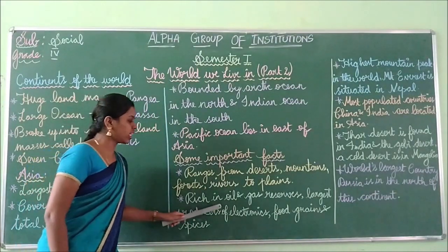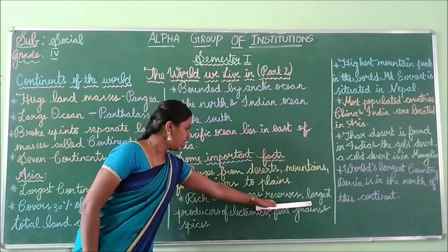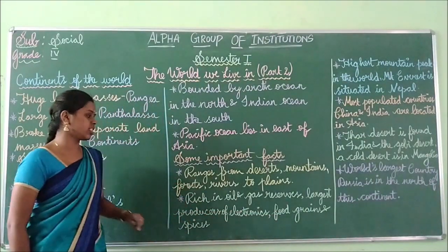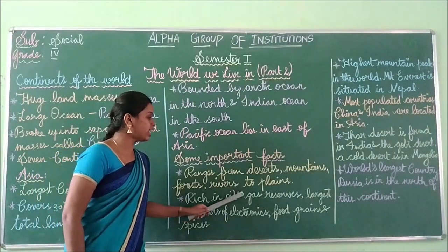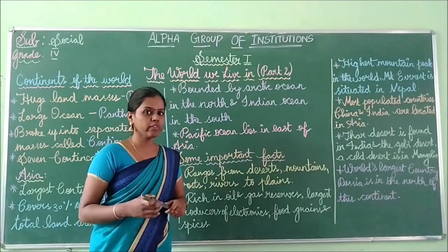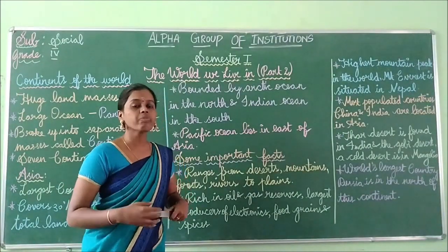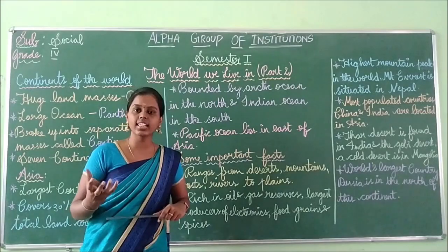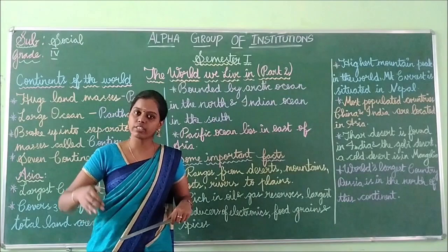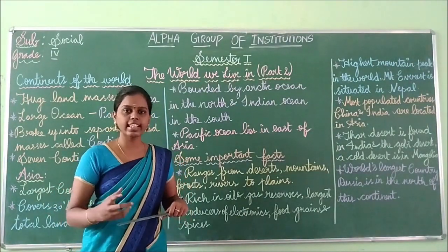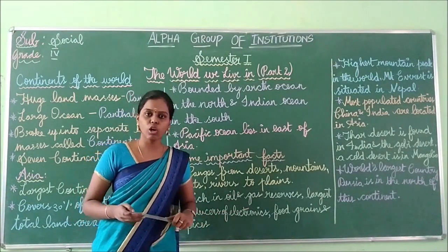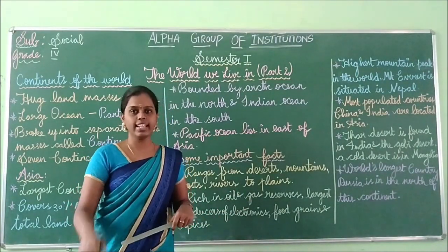Okay, it is rich in oil and gas reserves, and is the largest producer of electronics, food grains and spices. So it is rich in oil and gas reserves. We are using oil, we are using fuel and we are using gas cylinders. So those things are manufactured in larger amounts in Asia. And it has many reserves. Inside the ground only, these fuels and gases are available. So most of these oil and gas reserves are available inside the ground in Asia.